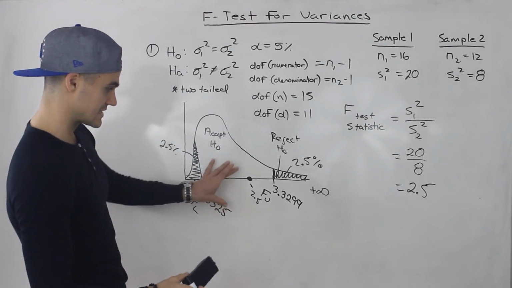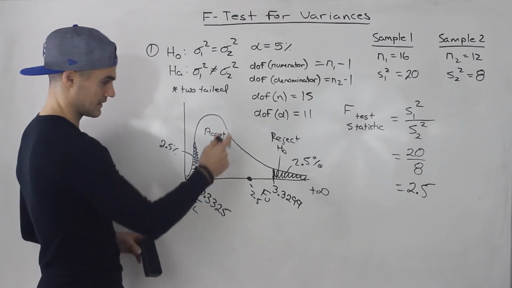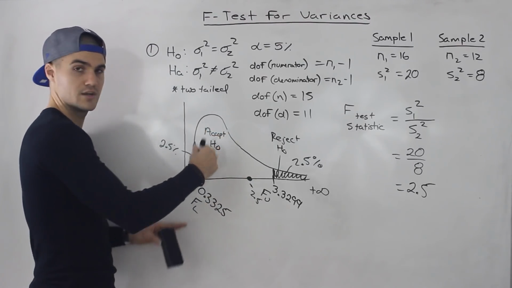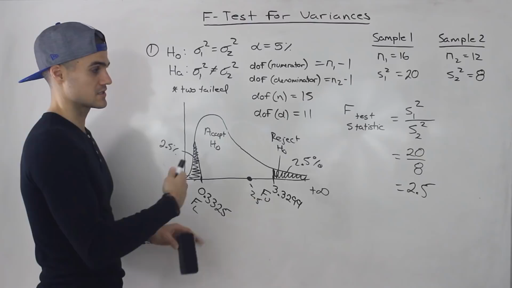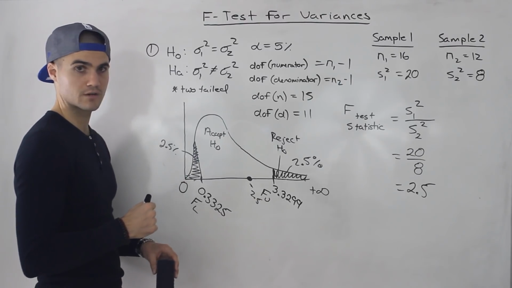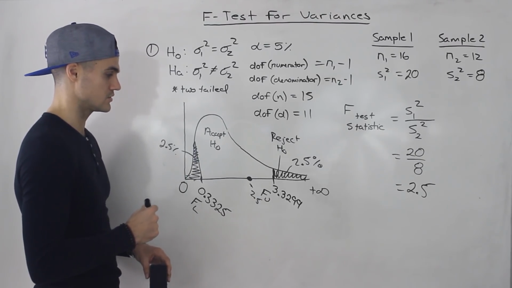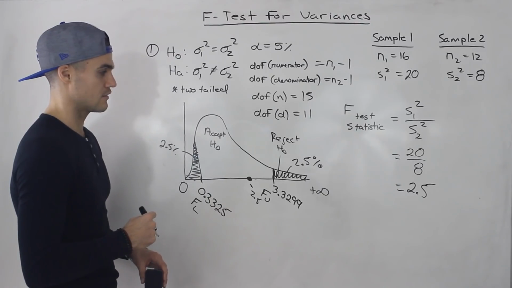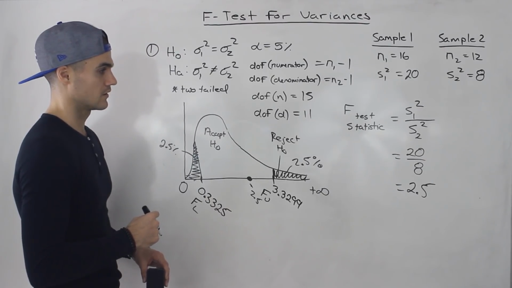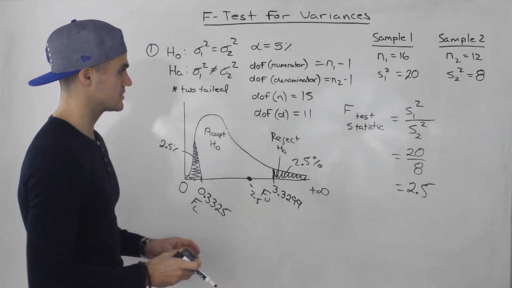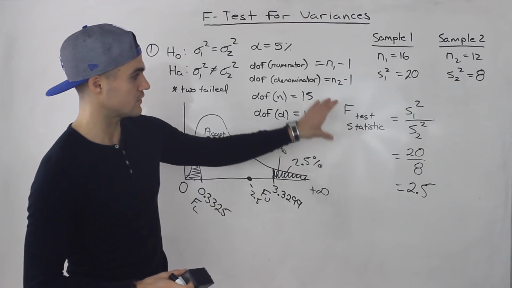And notice that because this test statistic fell in that acceptance region, not enough evidence of differences between those two population variances, right? So we continue to assume that they are equal, right? So pretty simple. Couple of points I want to make for finishing off the video.